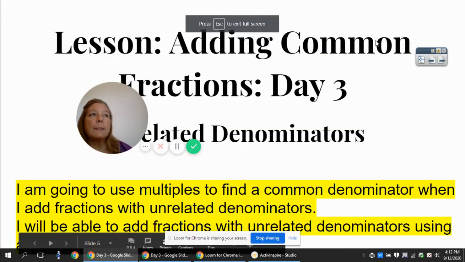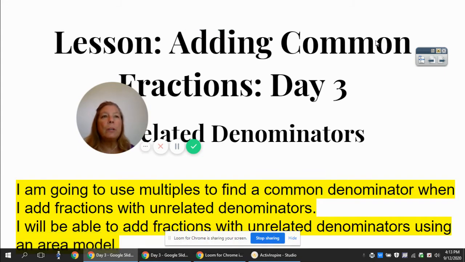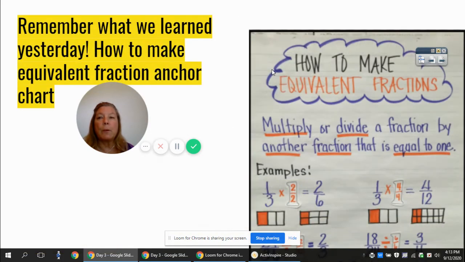Our lesson for today is going to be adding common fractions with unrelated denominators. Your learning target is using multiples to find a common denominator when you add fractions with unrelated denominators. You're also going to be able to model fractions with unrelated denominators using an area model, which we've done before.